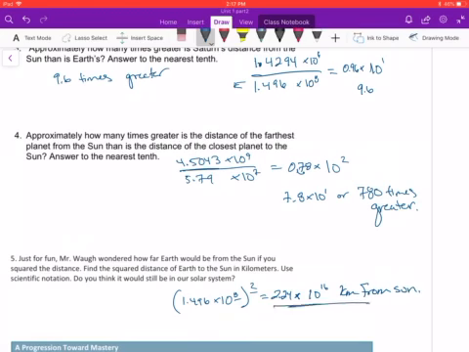Well, that's pretty far. The second part is use scientific notation. Do you think it would still be in our solar system? And I'm going to say no, because it is much farther than Neptune. I mean, Neptune's 10 to the 6th. This is 10 to the 7th times farther. That's a lot. And I just don't think it would be in there.